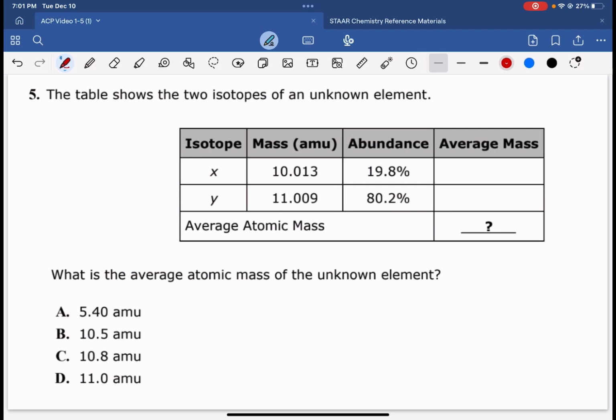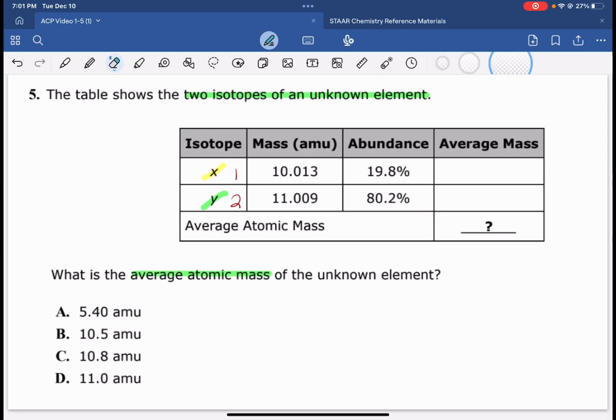Okay, question number 5 says that the table shows 2 isotopes of an unknown element. We have isotope X and then isotope Y. Isotope X we're going to go ahead and label as our first isotope, and then isotope Y is going to be labeled as our second isotope. And you see here you have your mass, and then over here you have your percent abundance, and we're solving for average mass. Okay, the question then proceeds to ask, what is the average atomic mass of the unknown element? So we have two isotopes of an unknown element, and then they are asking what is the average atomic mass.